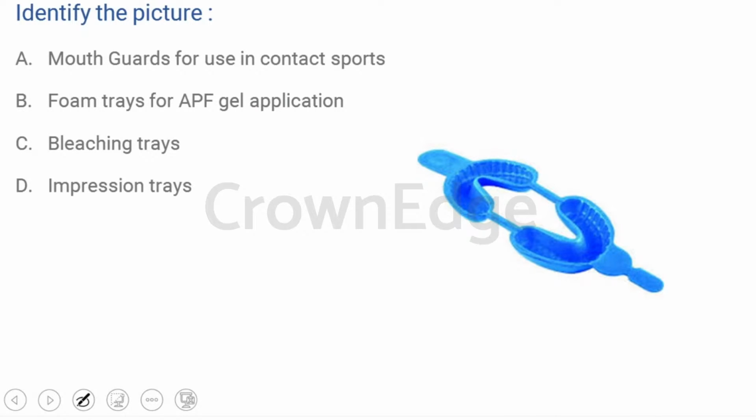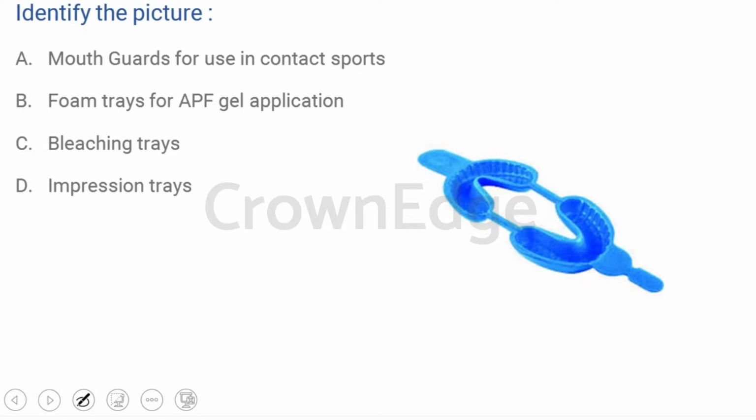So definitely you can rule out impression trays because they do not look like this. Bleaching trays are more custom made and obviously they're going to have indentations of the teeth. They are not going to be like an edentulous tray as shown in the picture. So the correct option is option B, which is foam trays, used for APF gel application.